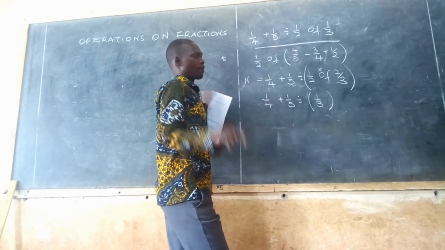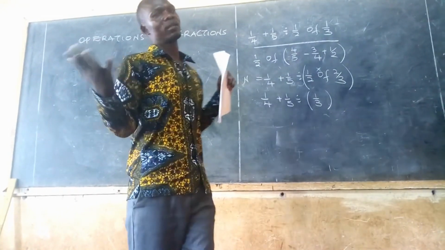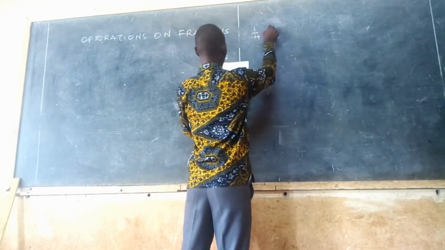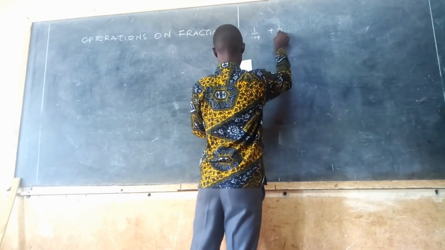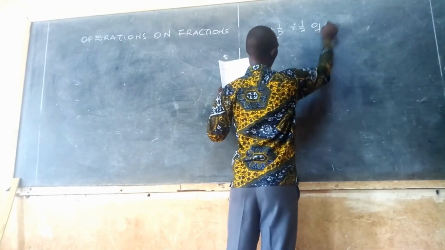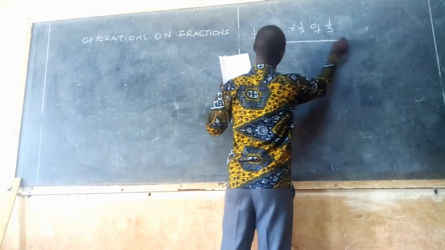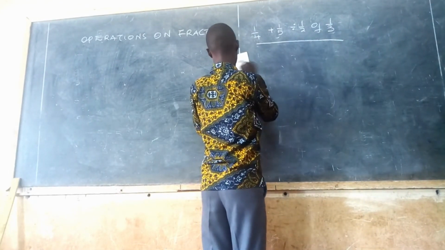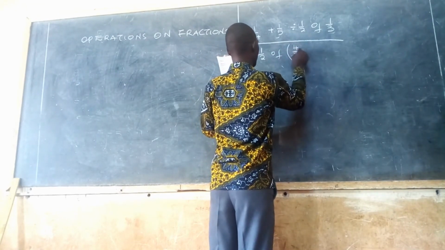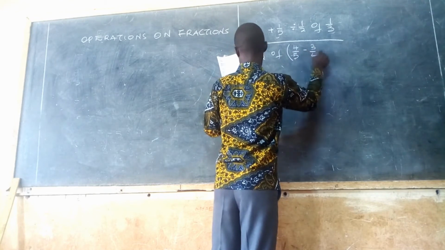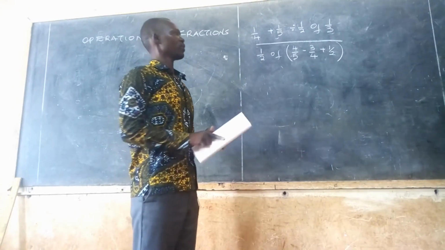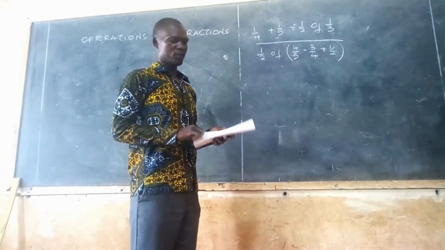Division. Final example on BODMAS I want to give: 1 over 4 plus 1 over 5, divided by 1 over 2 of 1 over 3, all over, in the denominator, 4 over 5 minus 3 over 4 plus 1 over 2. As I did mention, let us begin with the numerator before we go to the denominator.